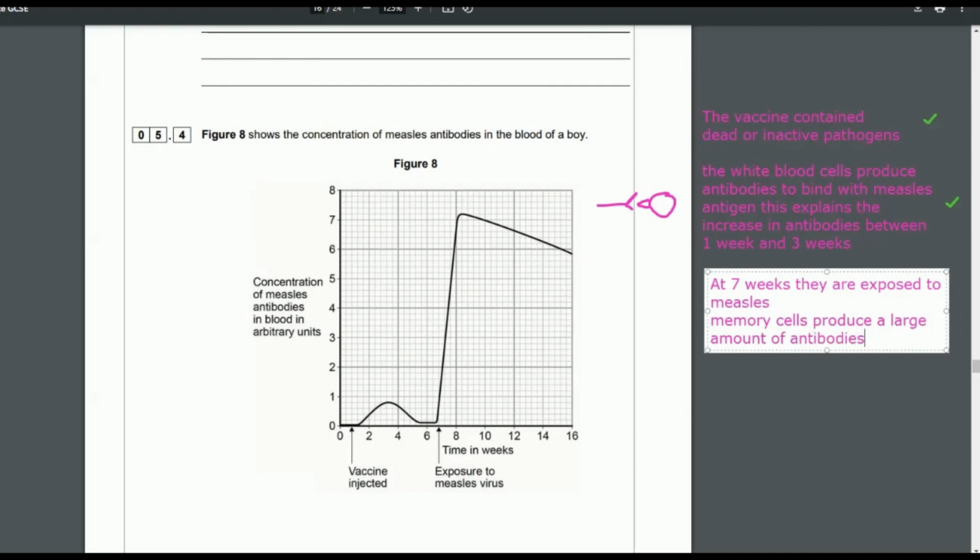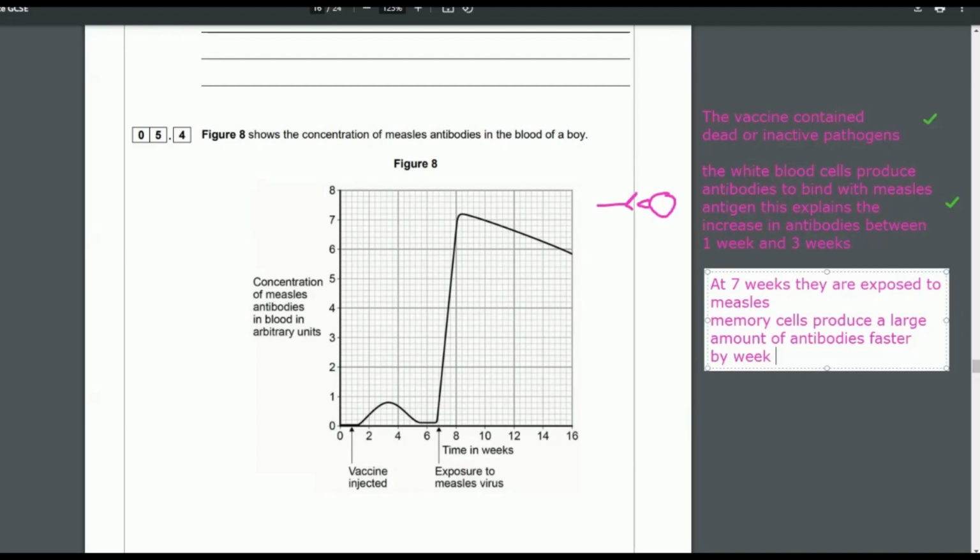And is it quicker or slower? Look at this line here. Is this line steeper or shallower than this line? It's steeper, which means they are increasing their antibodies over time a lot more. So it's not just larger, but it's faster. So that's two separate marks. Memory cells produce a large amount of antibodies faster.